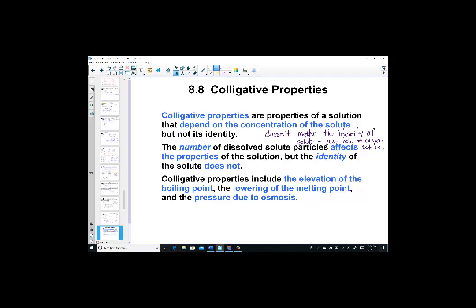And colligative properties include the elevation of boiling point. So boiling points increase. Pure water would boil at 100 degrees Celsius. Salt water or sugar water or a solution is going to boil higher.